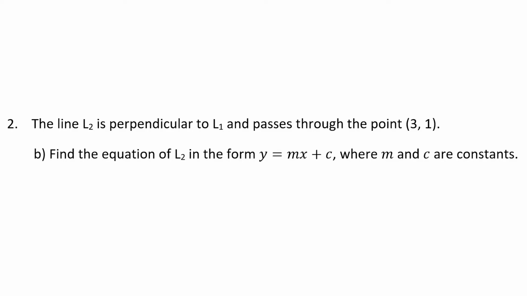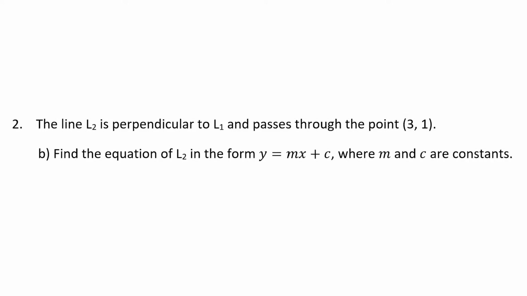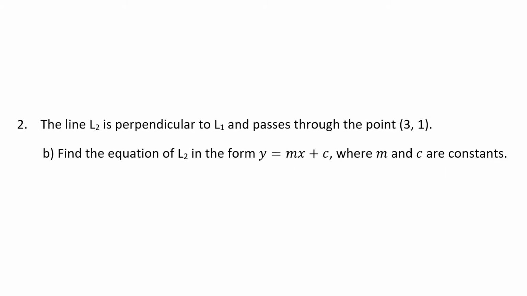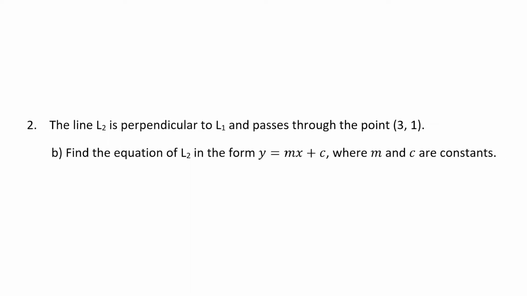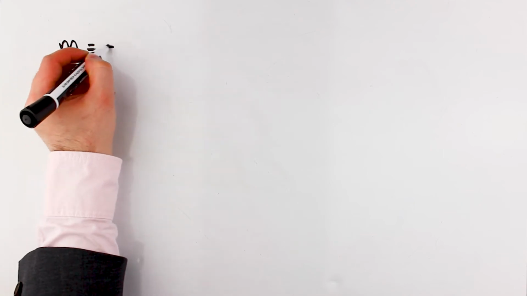Part B. The line L2 is perpendicular to L1 and passes through the point 3, 1. Find the equation of L2 in the form y equals mx plus c, where m and c are constants. So our answer to part A was the gradient of minus 3/5.